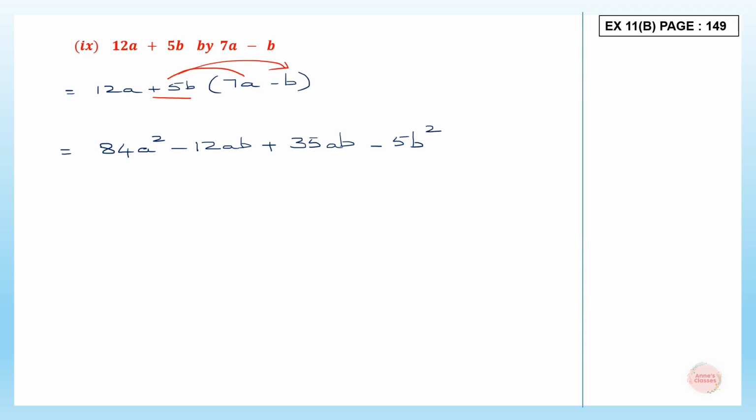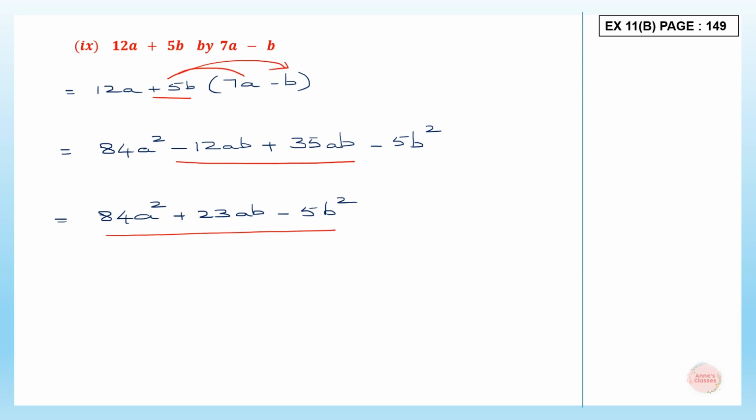Now again, here we have like terms. Look out for like terms and be careful about that. So the first term will remain as it is, 84a square. Now there we have minus 12ab plus 35ab. Take only the numbers, minus 12 plus 35. Signs are different. So we put the sign of the bigger number and we subtract 35 minus 12. That is 23. So we got plus 23 and the literals are a, b. Now what is left is minus 5b square. So we have our answer 84a square plus 23ab minus 5b square.